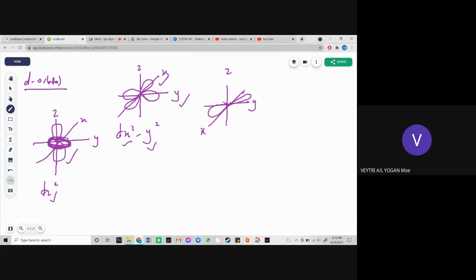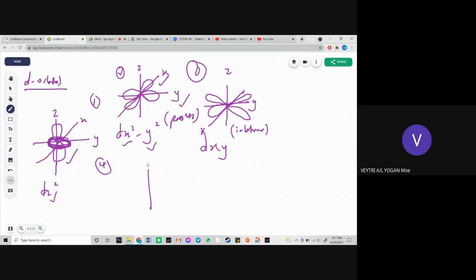Okay, in between and in between. I'm going to note here, in between, and this is passes. Okay, this will be dxy. That is number one, number two, number three, number four. Let's have a look at number four. Z, Y, and X.